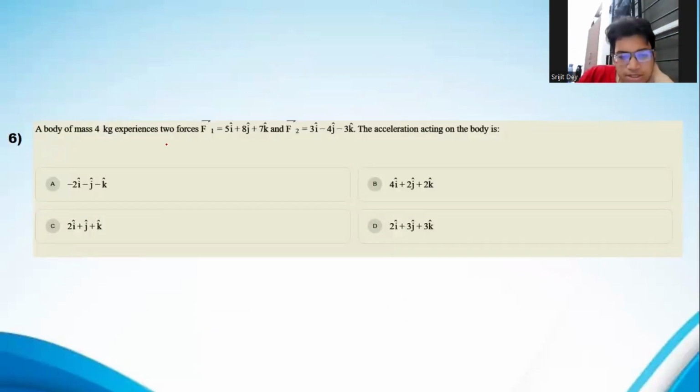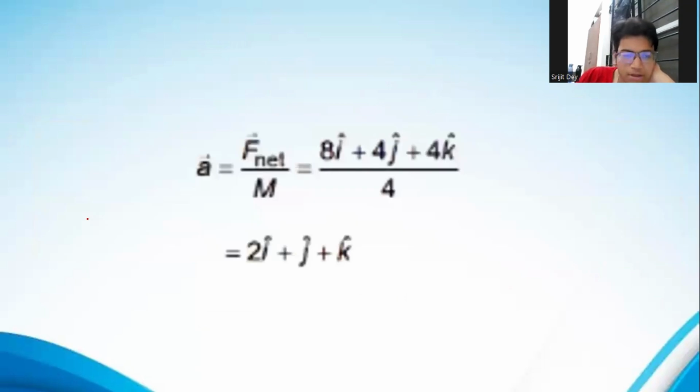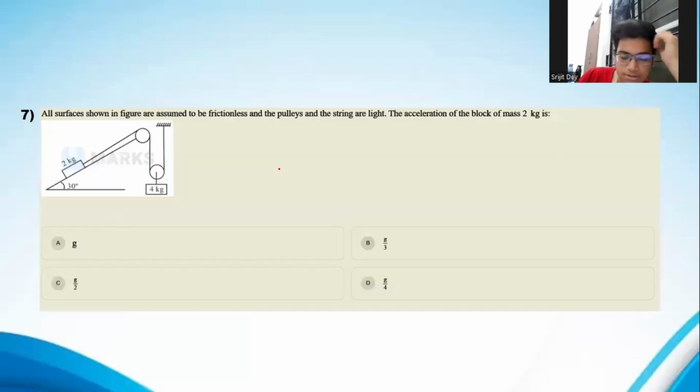Now this is a very simple question. If you see, F1 and F2 are the two forces acting on a body, so the resultant force will be the addition of the two vectors, which is very simple, and then acceleration is equal to force by mass, which is the answer.